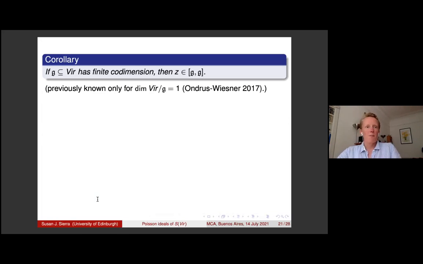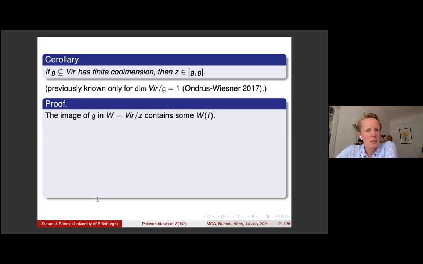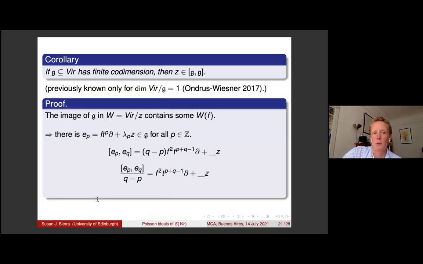You also get from this that any finite codimension subalgebra of Virasoro needs to contain Z in its derived subalgebra, which was previously only known for codimension 1 subalgebras. This is a quick application of knowing the image of G is a finite codimension subalgebra of W. It therefore contains some W of F. You lift that back up to Virasoro and do some computations, and you get that Z is in the derived subalgebra. So this is all well and good, but it doesn't seem to have much to do with Poisson ideals.